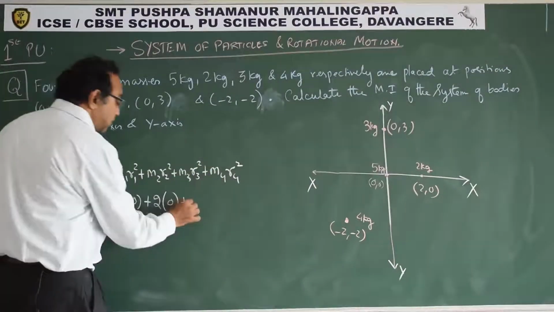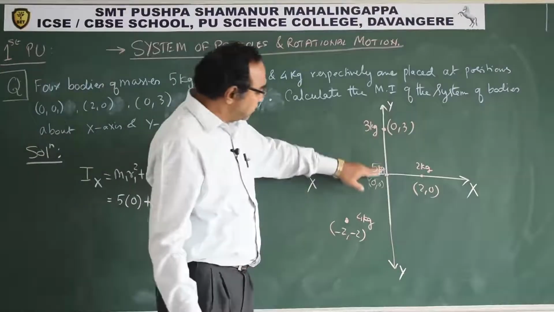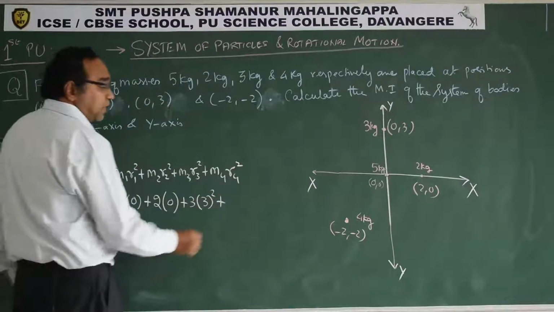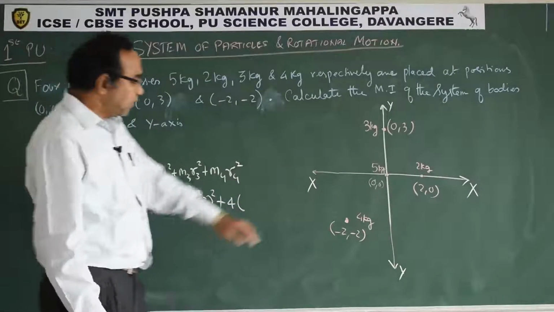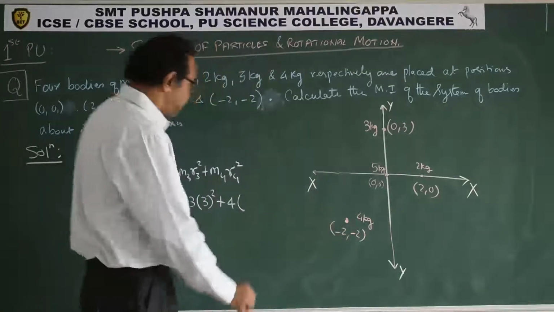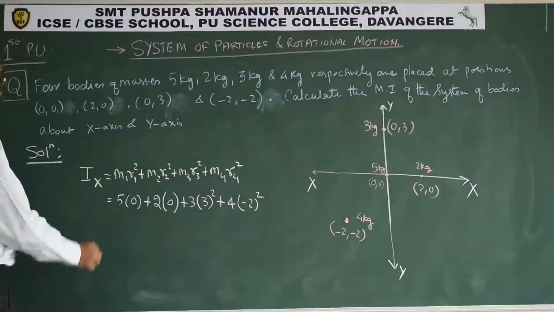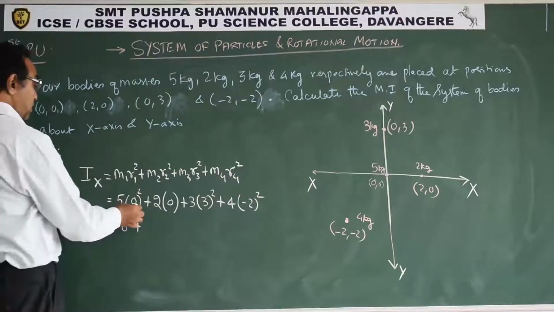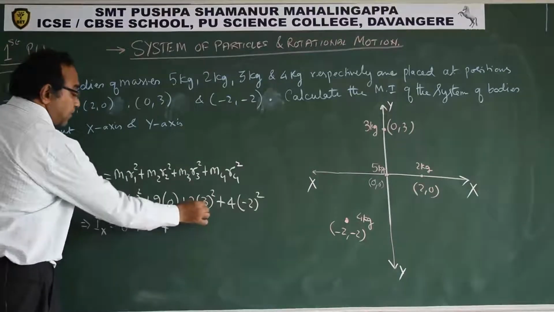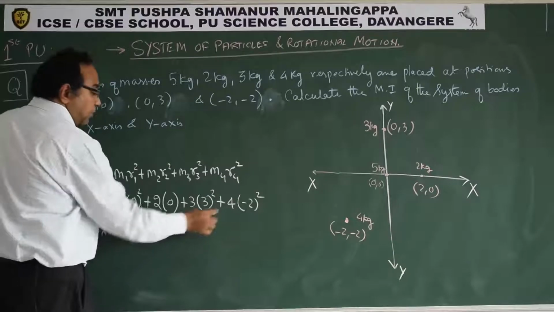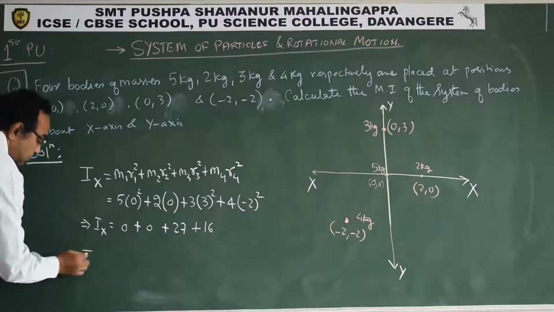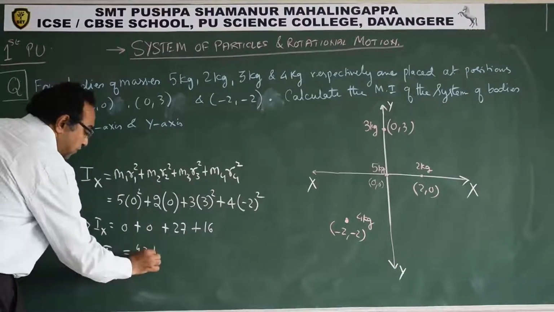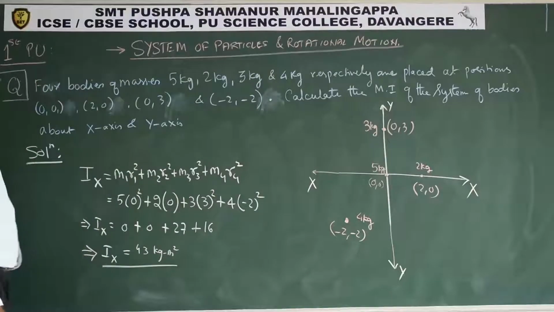M3, let us say M3 is 3 kg. This 3 kg mass, what is the distance from the x-axis? This is the x-axis. This is 3. So 3 units is the distance. So it is 3 square plus M4 is 4 kg. What is the distance of the 4 kg mass from the x-axis? Minus 2 units. So it is minus 2 square. This is what we get. So simplify. From this we can say Ix is equal to 0 plus 0 plus 27 plus 16. So we get Ix equal to 43 kg meter square. This is exactly what we get as Ix.